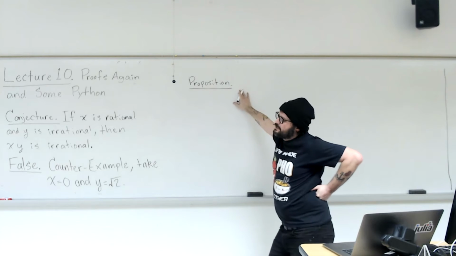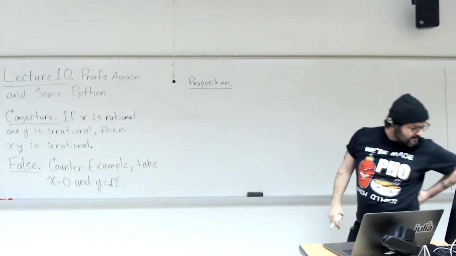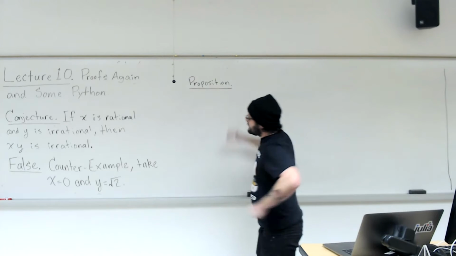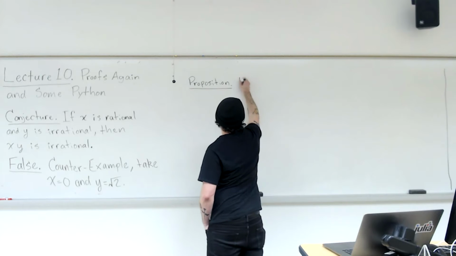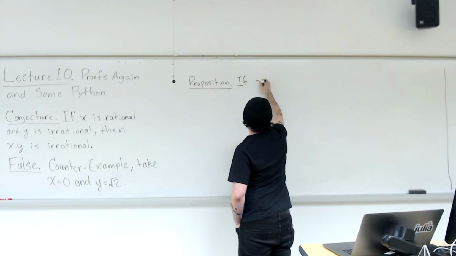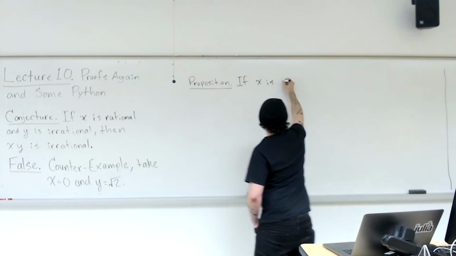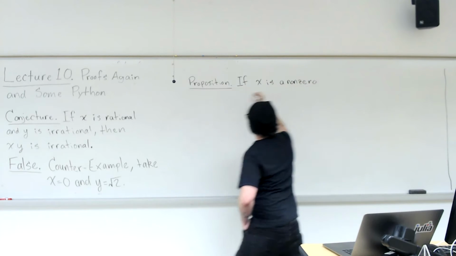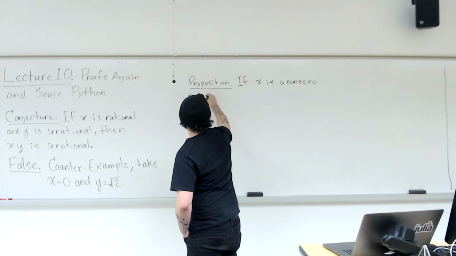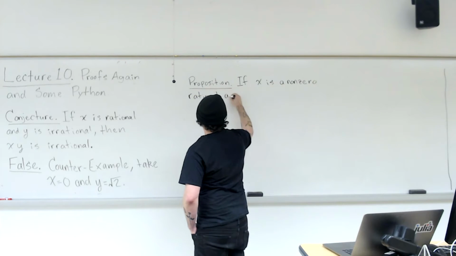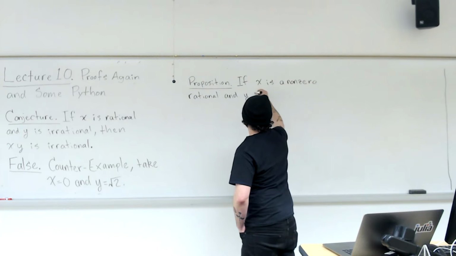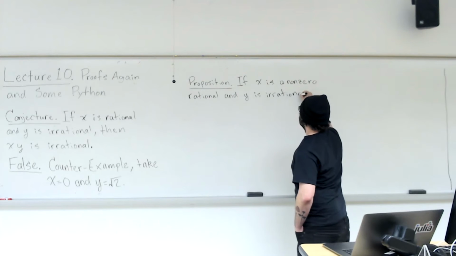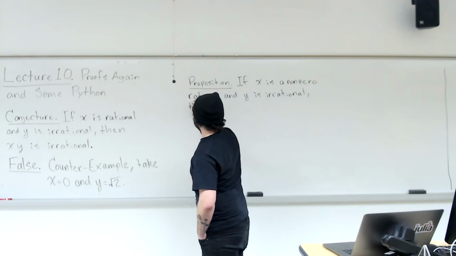Okay, so actually, the fix for this is to say: if x is a non-zero rational and y is irrational, then the product is irrational.